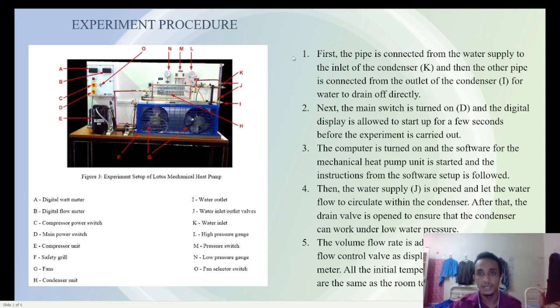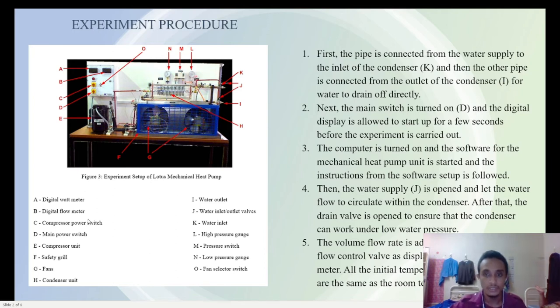So first, the pipe is connected from the water supply to the inlet of the condenser. And then the other pipe is connected from the outlet of the condenser for water to drain off directly. Next, the main switch is turned on at T, and the digital display is allowed to start up for a few seconds before the experiment is carried out.